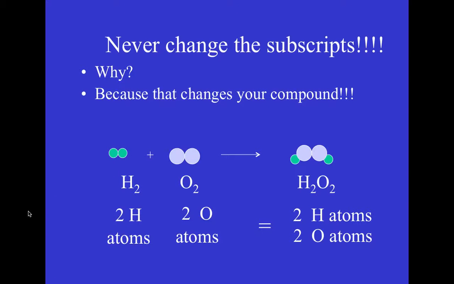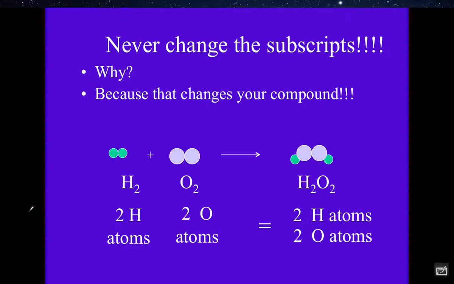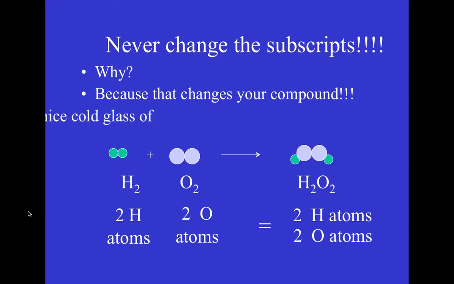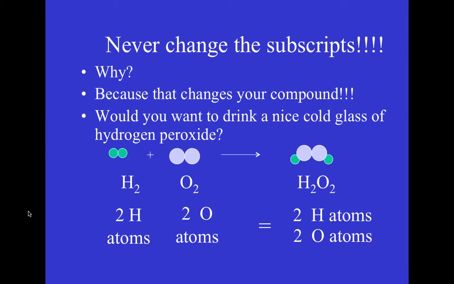In this case, H2O2 is hydrogen peroxide, versus H2O, which is water. This stuff is not good to drink. It's actually poisonous. This stuff is perfectly fine. And the only difference is that little atom of oxygen. So would you want to drink a nice cold glass of hydrogen peroxide? Probably not. So what you have to keep in mind is that molecule does not mean the same as that molecule.